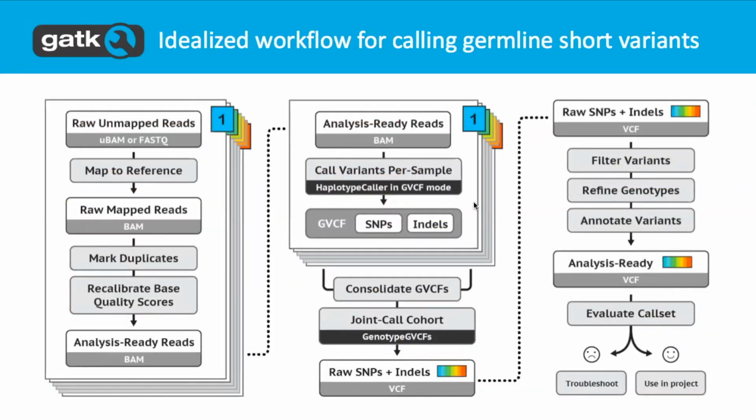So this is the overall best practices pipeline for germline variant discovery. We went over this first column, which is data pre-processing. We spoke about that. In this talk, I'm going to give you more of an overview of the variant calling, which is the second column, and the third column is filtering your variants and refining the genotypes that are called.